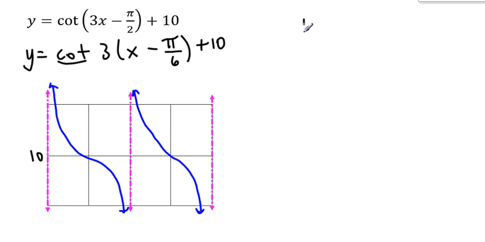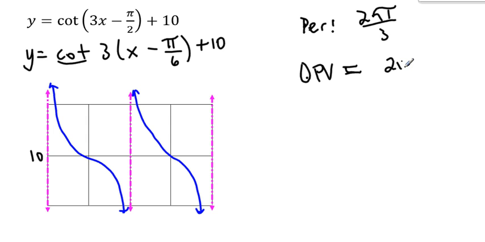So now let's look at the period. The period is 2 pi divided by 3, because that's my k value. And so the quarter period value is 2 pi divided by 3 divided by 4. 3 times 4 is 12. So the quarter period value is actually 2 pi over 12.